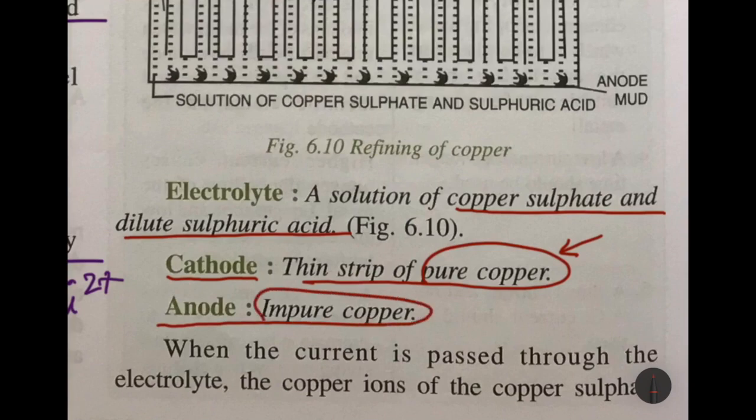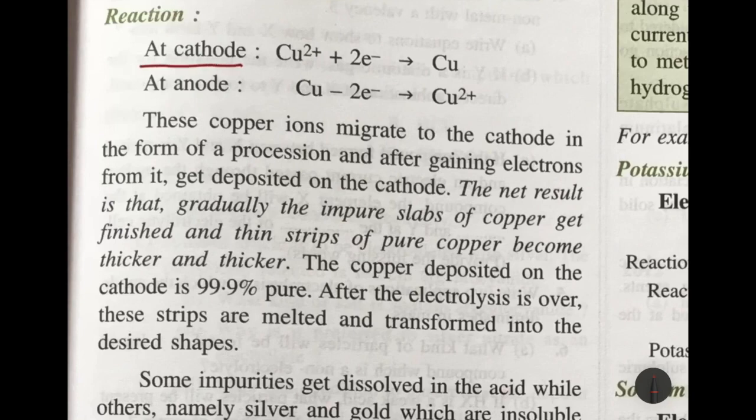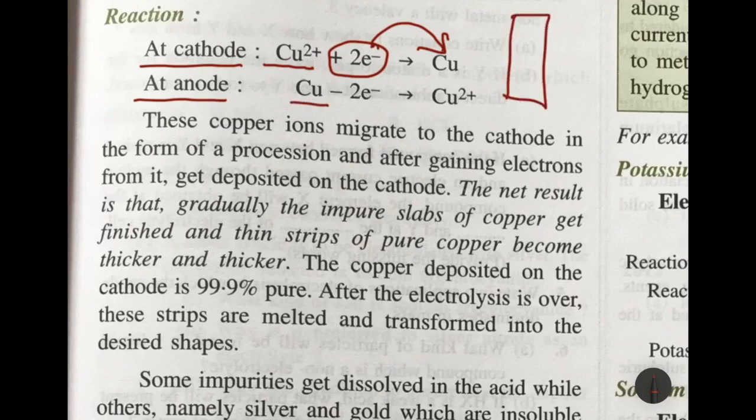Now, when the current is passed through the electrolyte, the copper ions of the copper sulfate move towards the cathode, where they gain electrons and get deposited on the pure copper strip. So what happens at the cathode? Copper ions gain the 2 electrons that they had lost and turn into copper atoms, which are deposited at the cathode on top of the pure strip of copper. And what happens at the anode? Impure copper is there, so the copper from the impure block dissolves, it loses 2 electrons and turns into copper ions.